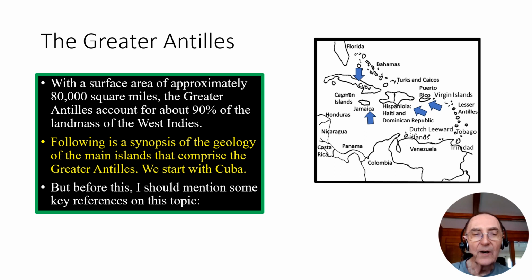With a surface area of about 80,000 square miles, the Greater Antilles account for about 90% of the landmass that you find in the West Indies. In parts three, four, five, and six of this overall presentation, we talk about the geology of the main islands of the Greater Antilles. These, of course, would be Cuba, Hispaniola, Puerto Rico, and Jamaica. Part three, which is what we're in right now, we start with the island of Cuba.